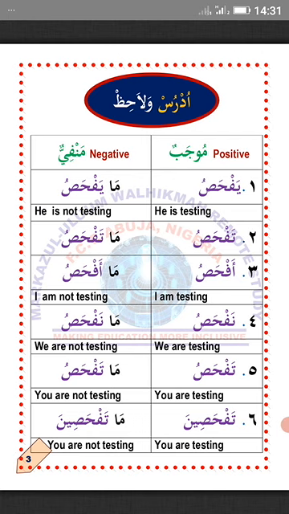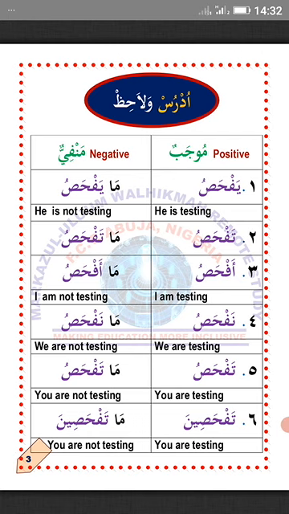For instance, wahid, number one. Yafhasu, he is testing. Ma yafhasu, he is not testing. Ithnan, number two. Tafhasu, she is testing. Ma tafhasu, she is not testing. Thalatha, number three. Afhasu, I am testing. Ma afhasu, I am not testing. Arba'a, number four. Nafhasu, we are testing. Ma nafhasu, we are not testing.